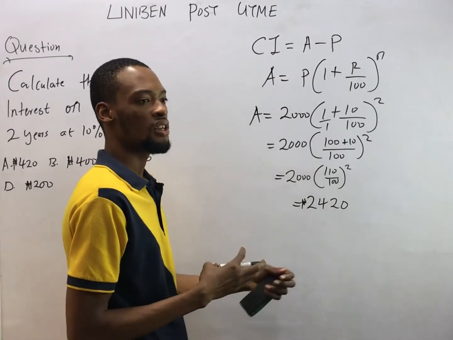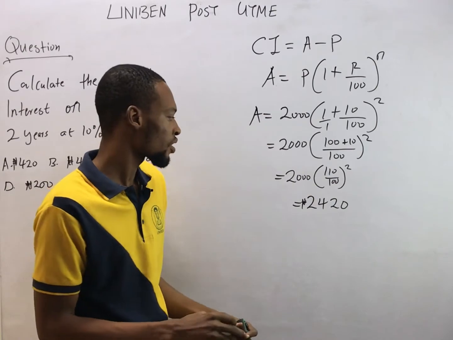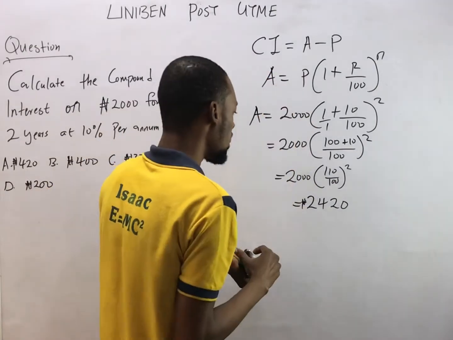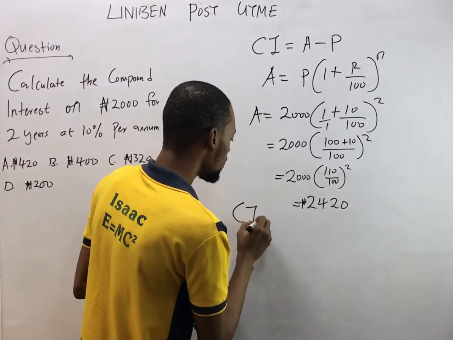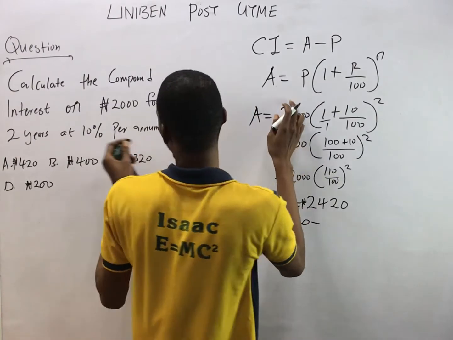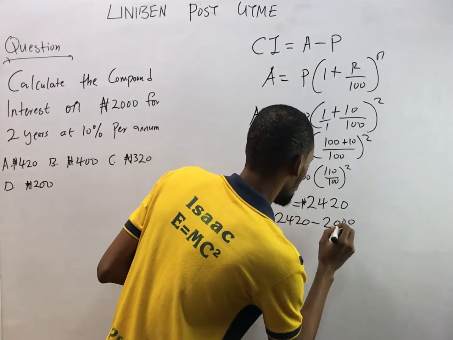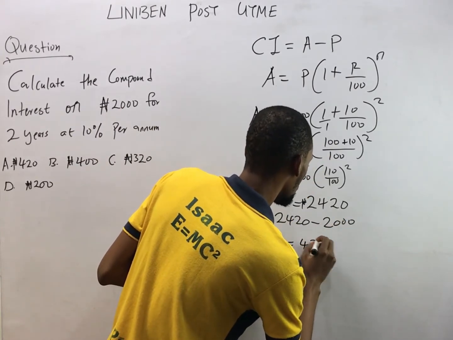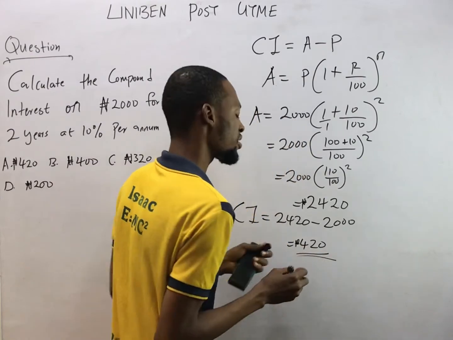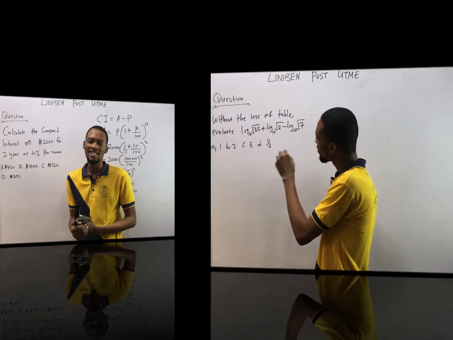And remember that compound interest is amount minus principal. So having this amount, and this is your principal, amount minus principal is 2,420 minus principal, which is 2,000 naira. So this will give you 420 naira. So that's your compound interest on 2,000 naira for 2 years.